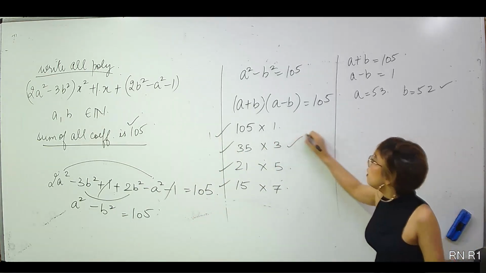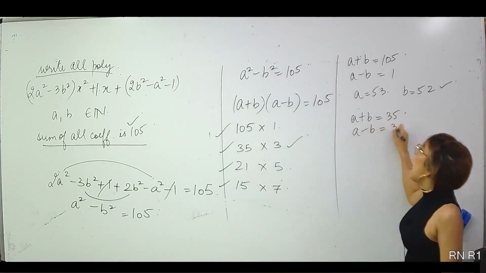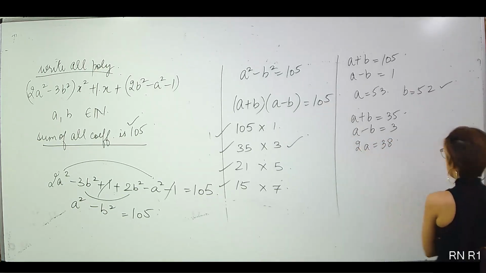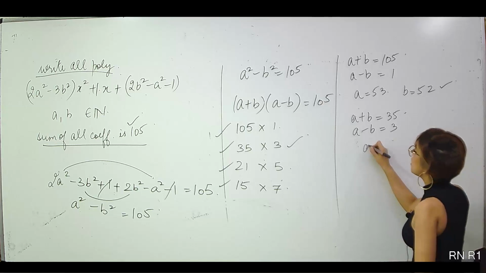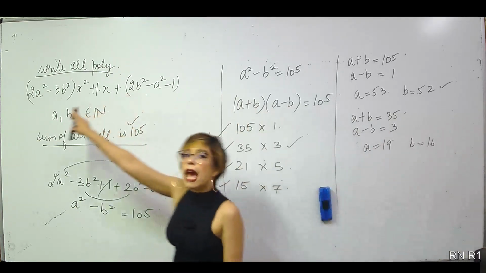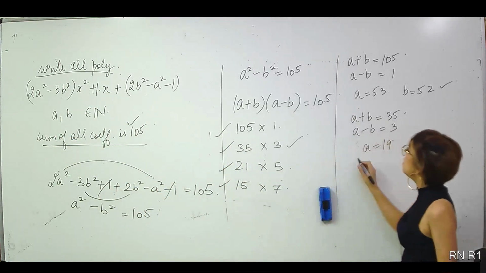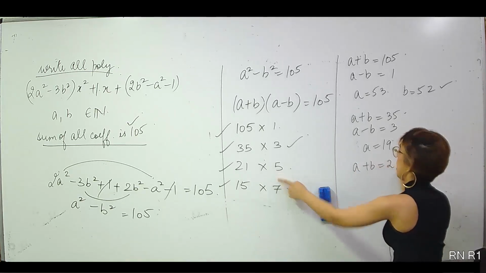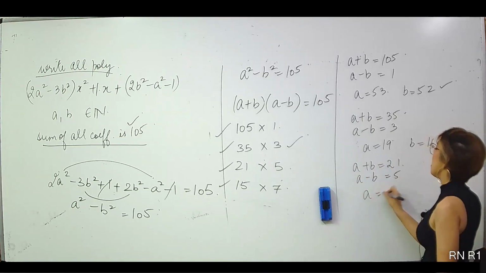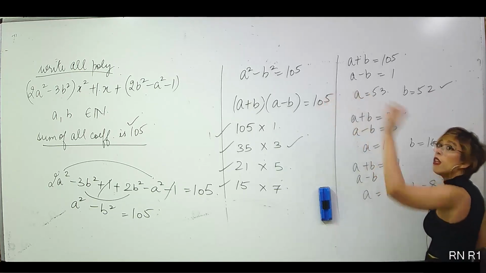Second case, this one. So, a plus b is equal to 35. a minus b is equal to 3. Add them up, 2a is equal to 38. So, that means a is equal to 19. a is equal to 19, put it here, b is equal to 16. Put a is equal to 19 and b is equal to 16 in this one and get the second polynomial. Right? Third, a plus b is 21, a minus b is 5. 2a is equal to 26, that means a is equal to 13 and b is equal to 8. Put it there, get the third polynomial.